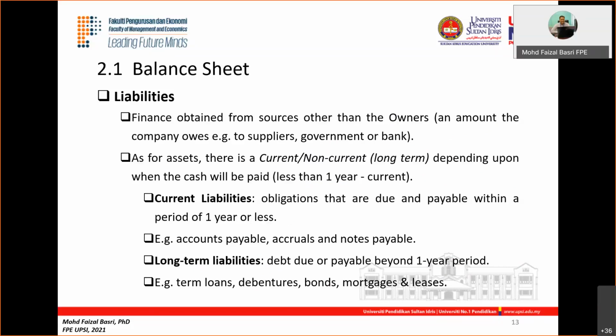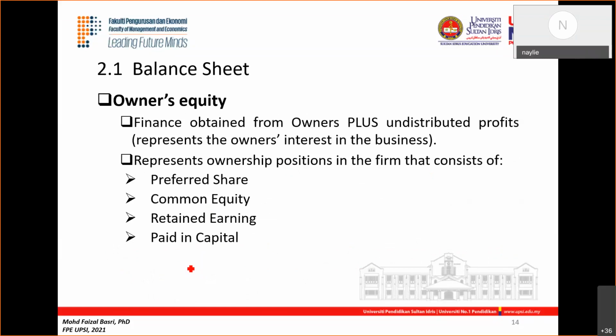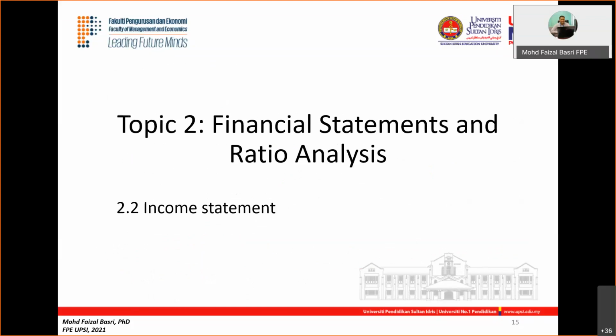And then on the other side, we have liabilities. Again, we have current, as I mentioned earlier, and the long-term liabilities. And finally, the owner's equity, as I mentioned too. We have the preferred, common, retained, and also capital. Okay, so that's our first statement.